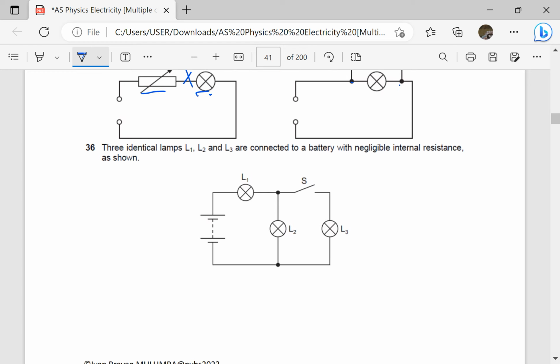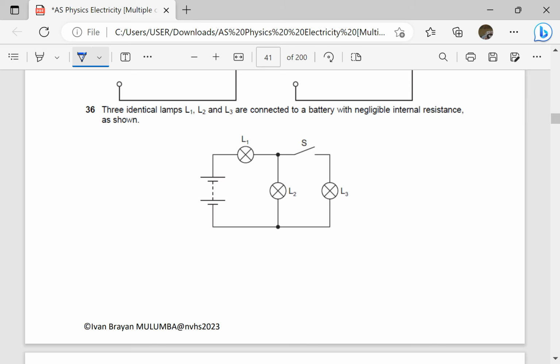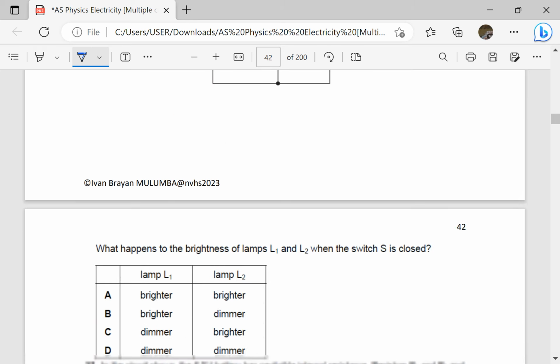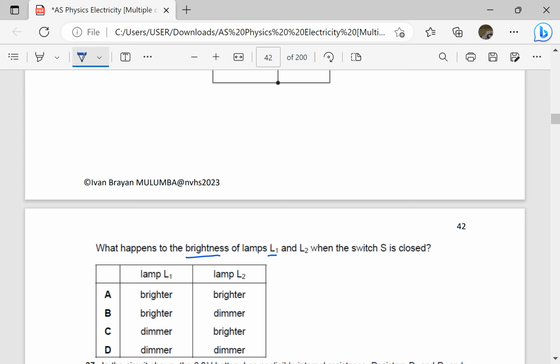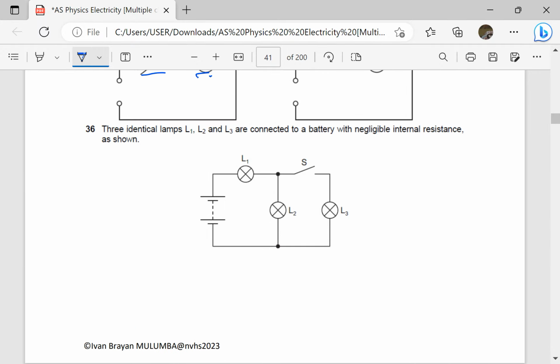Three identical lamps, L1, L2, and L3 are connected to a battery with a negligible internal resistance as shown here. So what happens to the brightness of lamps L1 and L2 when the switch S is closed? Initially, when S is open, L1 and L2 are in series. So the e.m.f. here is going to be divided across these lamps, and they have a certain brightness.